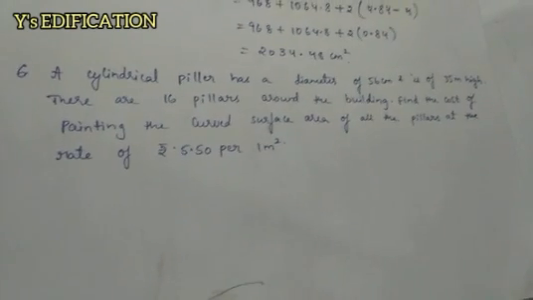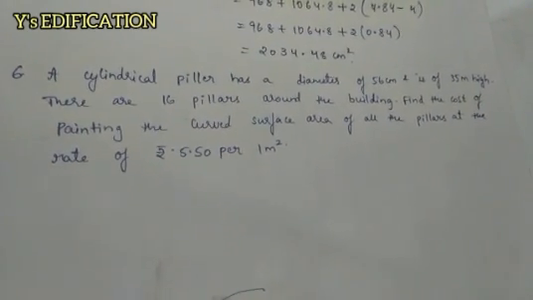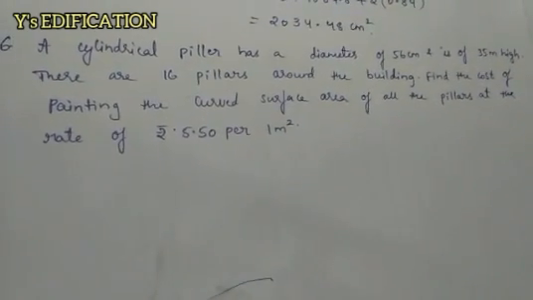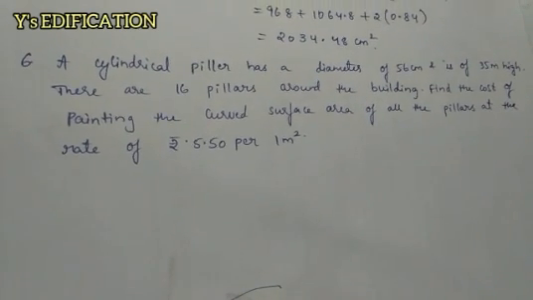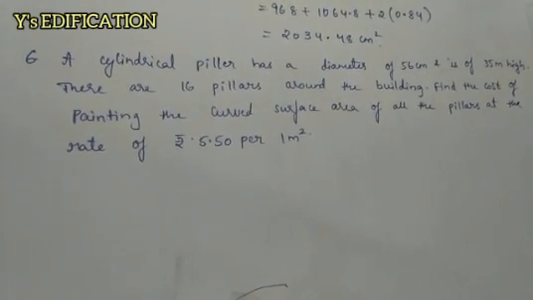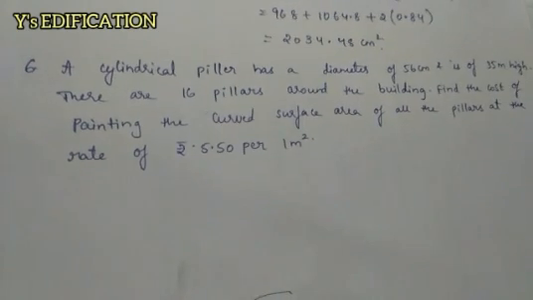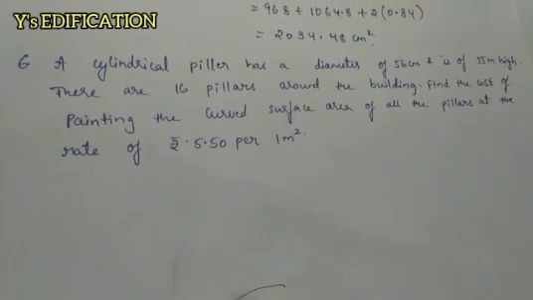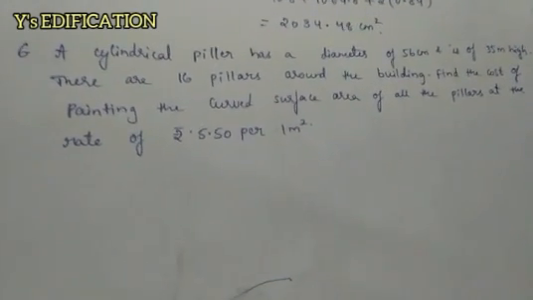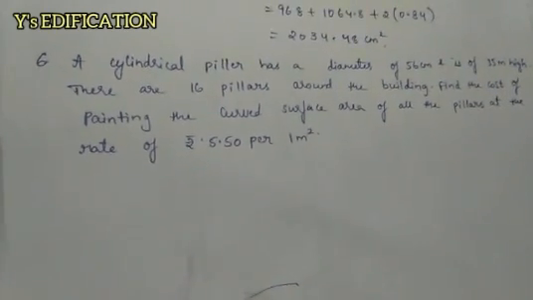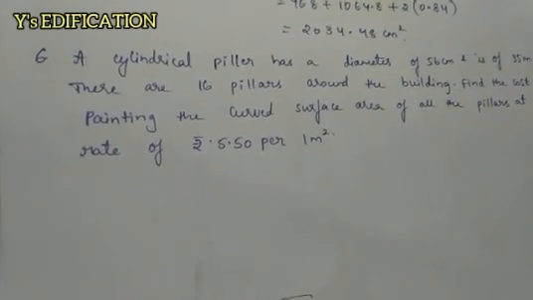Okay, the next question. A cylindrical pillar has a diameter of 56 centimeters, is of the height 35 meters. There are 16 pillars around the building. So find the cost of painting the curved surface area of all the pillars at the rate of 5.50 rupees per 1 meter square. Okay.